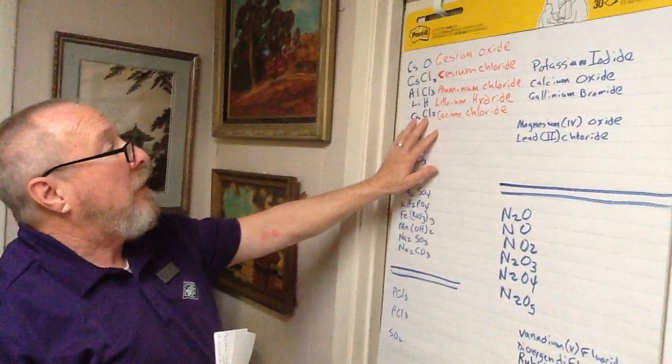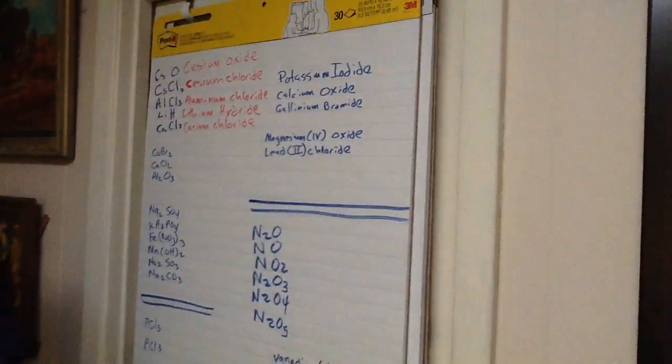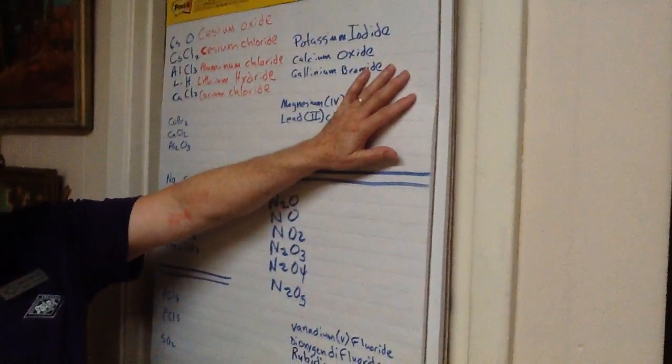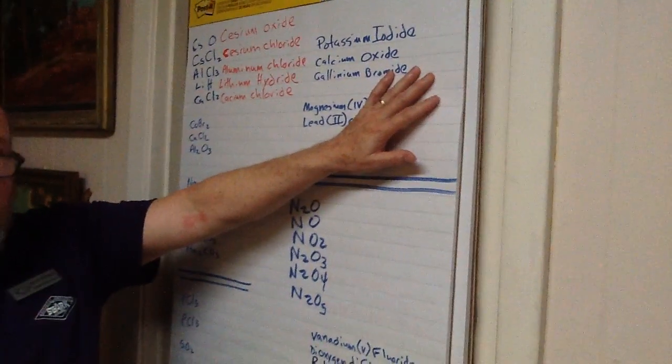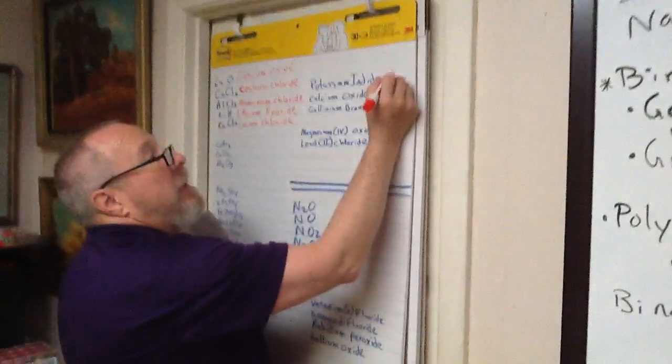But these are done one way, but what happens when I give you the name and ask you to give me the formula? So, like I said, there'll be multiple choice. You'll have a number of options here, and you'll have to pick the right one. Potassium iodide is KI.